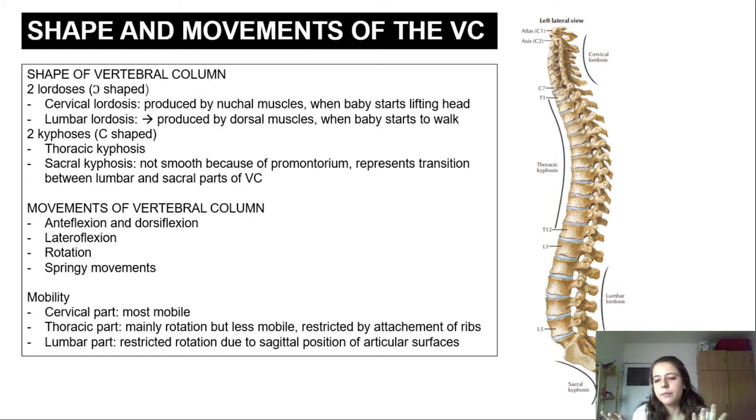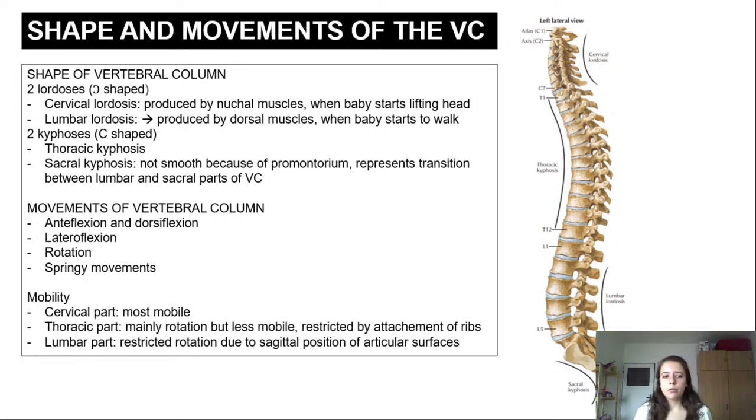And then there are other pathologies of the shape of the vertebral column that you will study later, like scoliosis, a very pronounced and aggressive lateral movement of the vertebral column. Movements of the vertebral column.